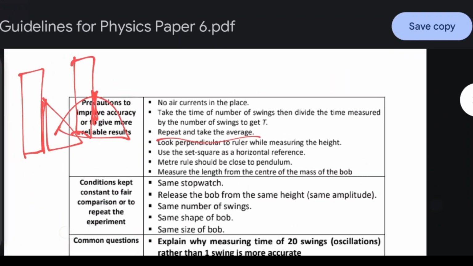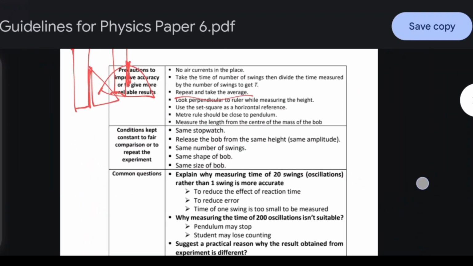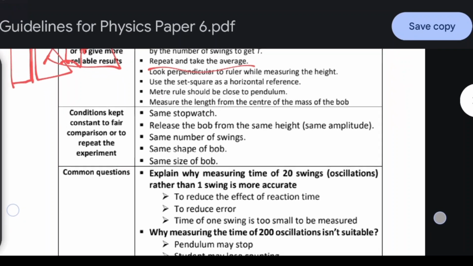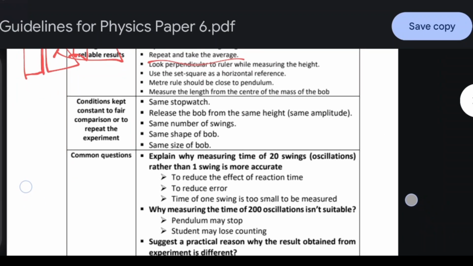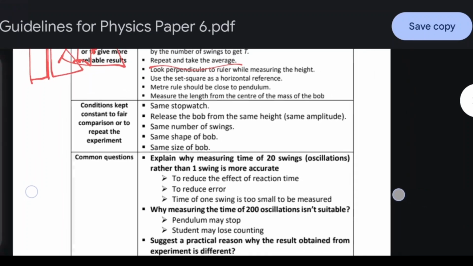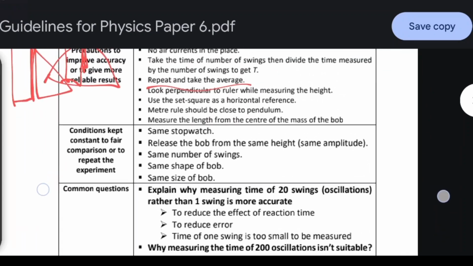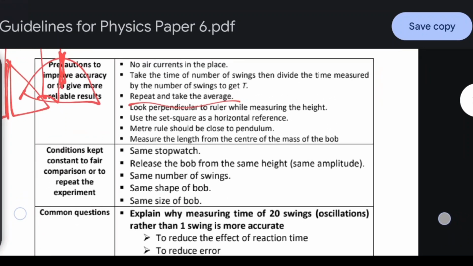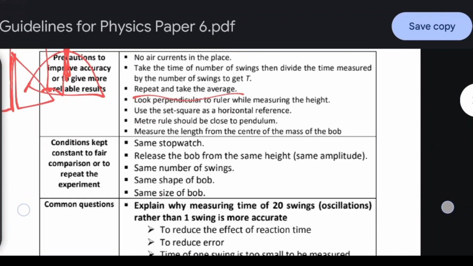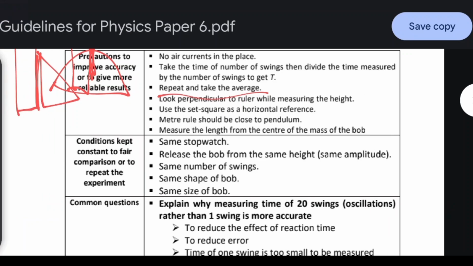Now, conditions kept constant for a fair comparison or to repeat the experiment. What are the conditions you'll be keeping constant? They can ask you this in 1 mark, 2 mark, or even in 7 mark if you're planning the investigation for this. So you will need to say it. Same stopwatch, of course, same type of stopwatch. Release the bob from the same height, that is the same amplitude.